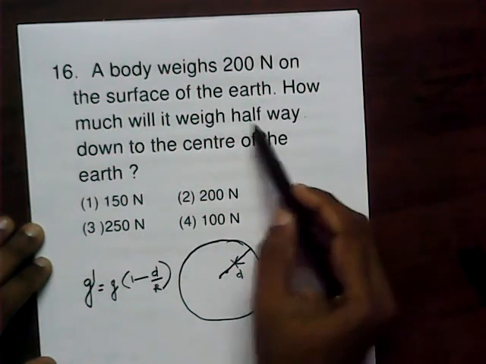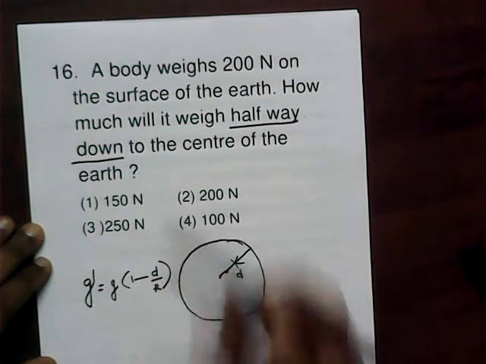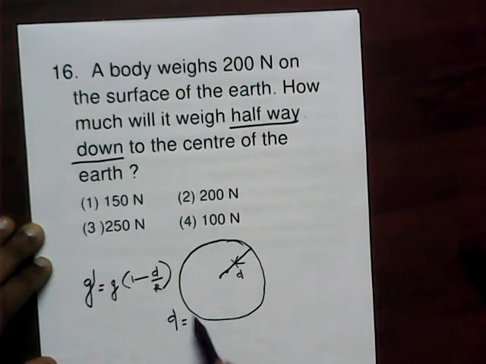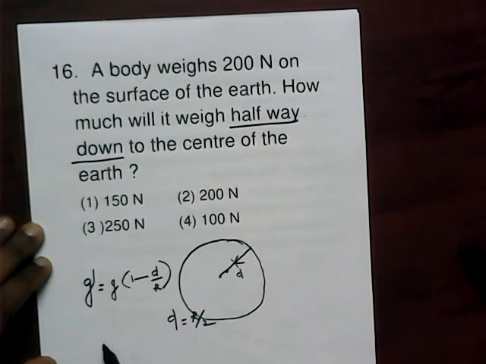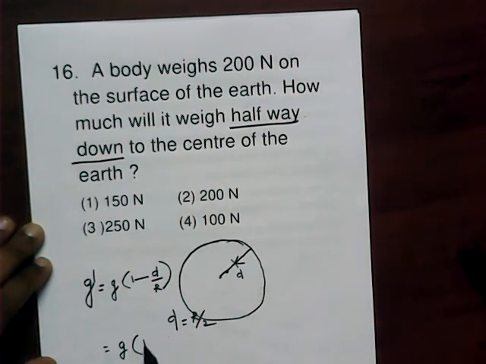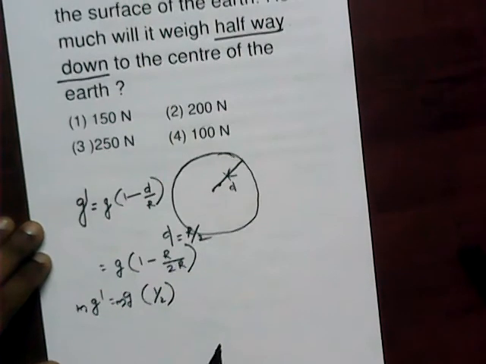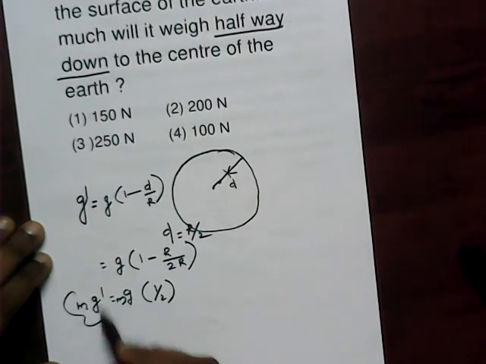How much will it weigh halfway down? So here the d takes the value R by 2. So we can write g into 1 minus R by 2R. So g into 1 minus 1 by 2. So if you just multiply the mass there, you get the value for the weight.